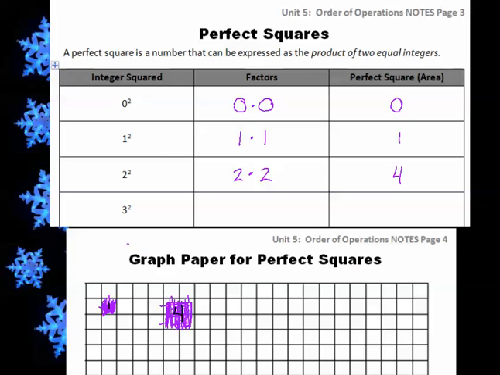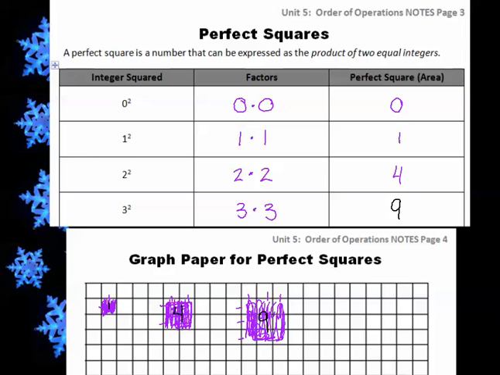Let's do the same thing with 3. So we have 3 squared, so it's going to be written out 3 times 3. And I can draw it. It's going to be 3 down and 3 across, 3 by 3. And I can color my boxes. And if I count up all the boxes, 1, 2, 3, 4, 5, 6, 7, 8, 9. So the perfect square of 3 is 9.